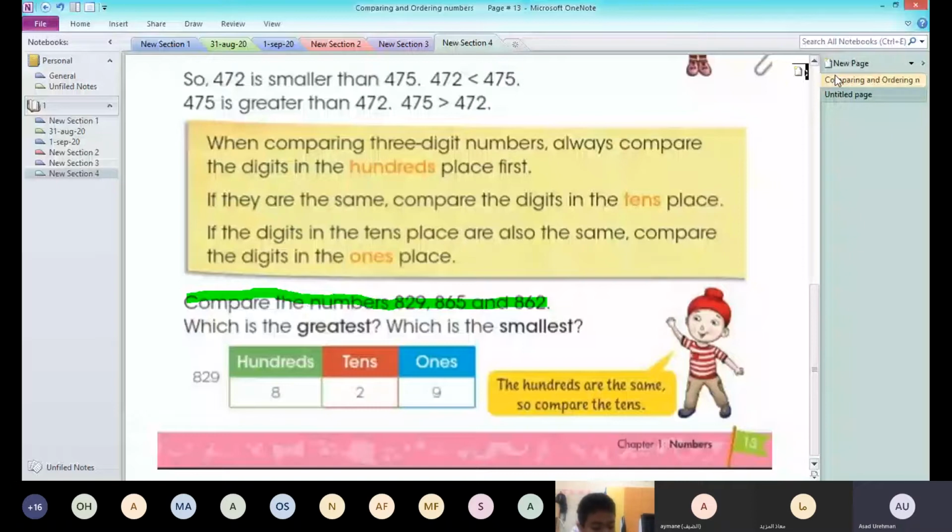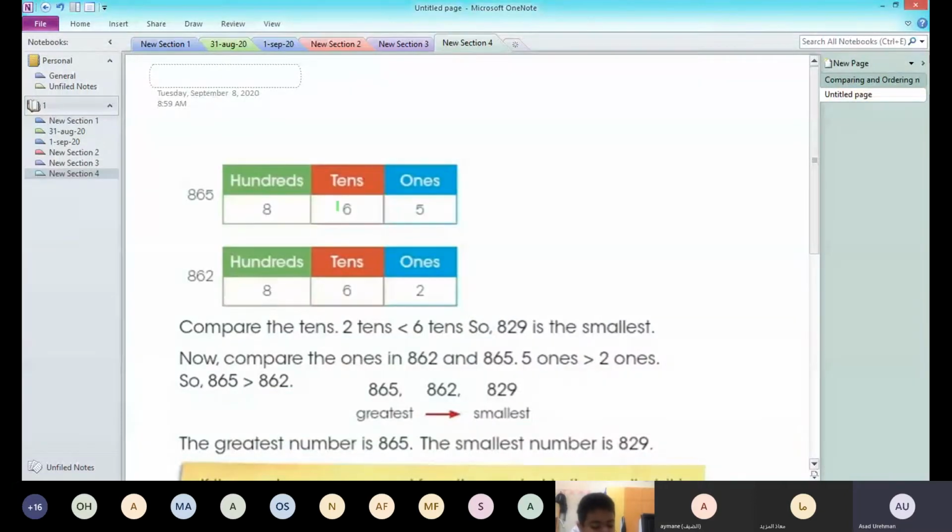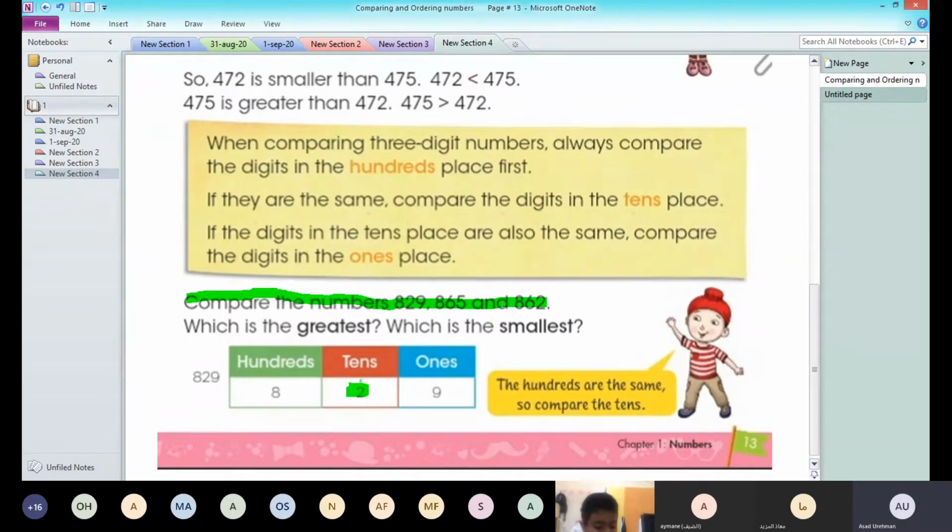That means now I need to check the tens. On the tens position it is 2 here, it is 2 here. Now I will check the second one here. In 865 it is 6, so 6 is greater than 2. That means 865 is greater than 829. That means this was smaller. This is also having 60, that means this one is smaller because it is having only 20. Okay, so this is the smaller one.